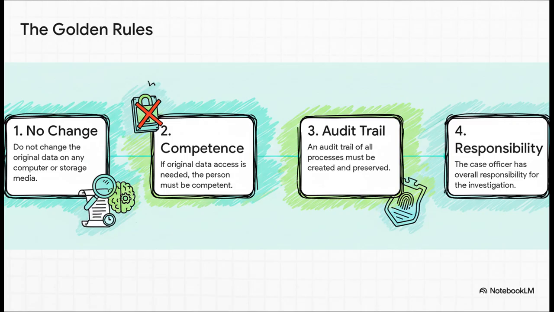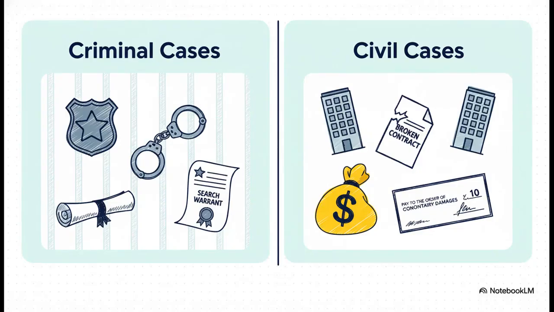From that point on, every single thing they do has to be documented in an audit trail. Why? So that another expert could come in, follow their exact same steps, and get the exact same results. It's all about integrity. And these rules apply across different legal landscapes. In criminal cases, you've got law enforcement, search warrants, and someone could be facing jail time. The stakes are super high.